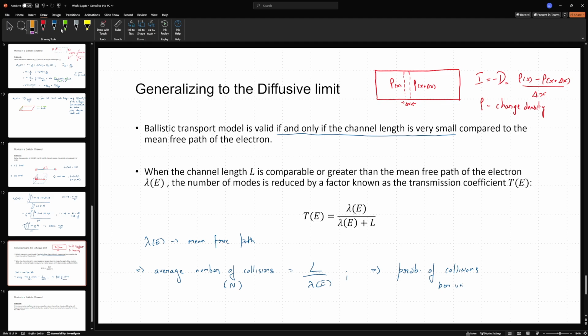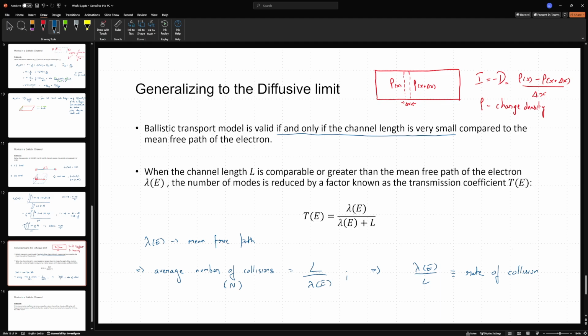I shouldn't say probability of collisions, I should say rate of collisions. Yes, that will make sense. So rate of collisions, because this length is the length of the channel. So in the time that it takes to cross the channel, it will undergo L upon lambda of E collisions. So this gives me the rate of collisions, which implies if these many collisions are occurring, then those many times ballistic transport gets hindered.